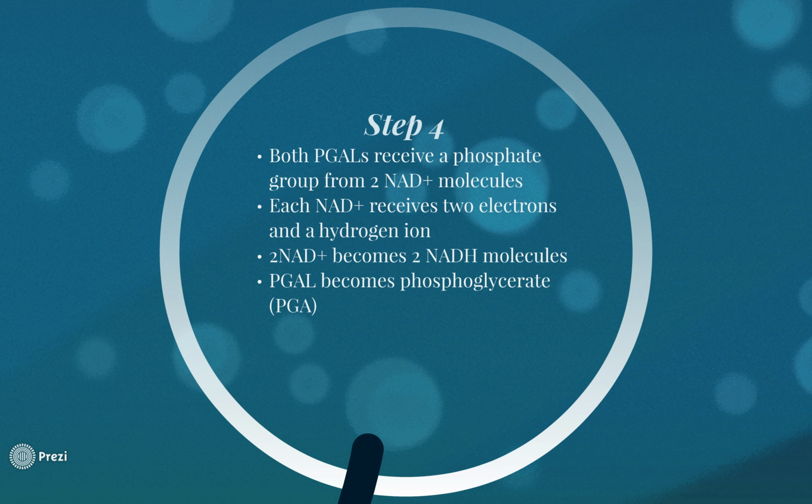So you come to step 4, and both of your PGALs receive a phosphate group, and 2 NAD plus molecules each receive 2 electrons and a hydrogen ion from your PGAL. And those 2 NAD plus molecules become 2 NADH molecules because you gave them the hydrogen. And then your PGAL becomes phosphoglycerate, or PGA.